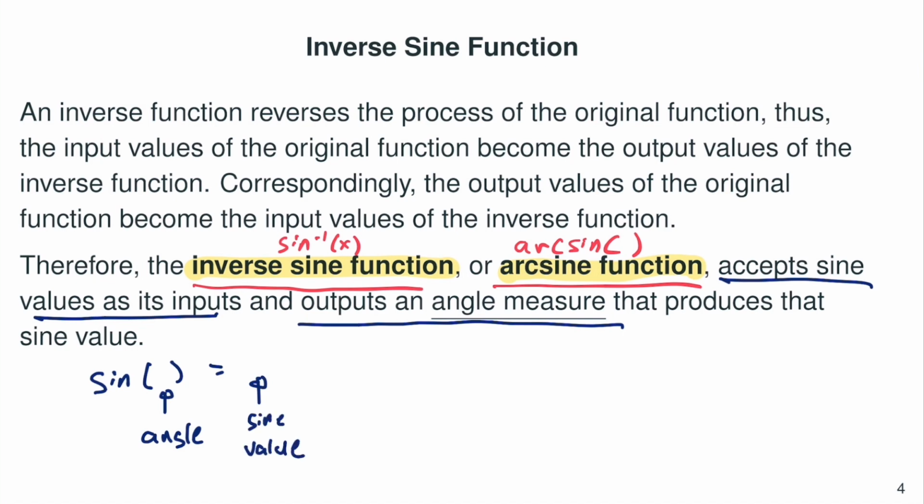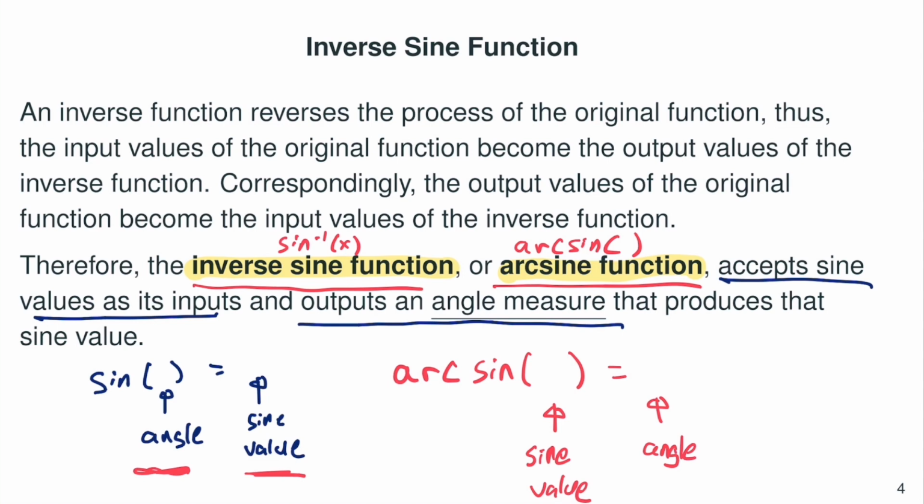Now for the inverse sine function, we're inverting these two things. For arc sine, let me point out, this right here is the sine value. We input a sine value for arc sine, which, when we're given a value, will be just a real number. So the sine value comes here, and the output is the angle measure in radians. It can also be degrees, but in general we use radians.